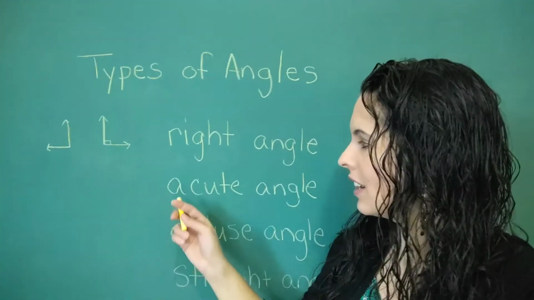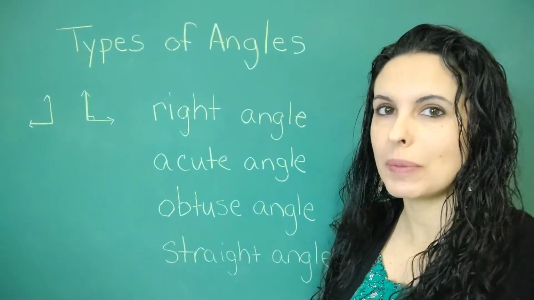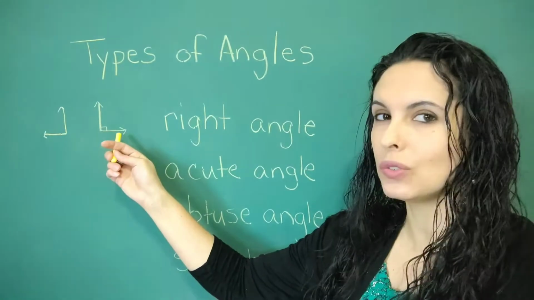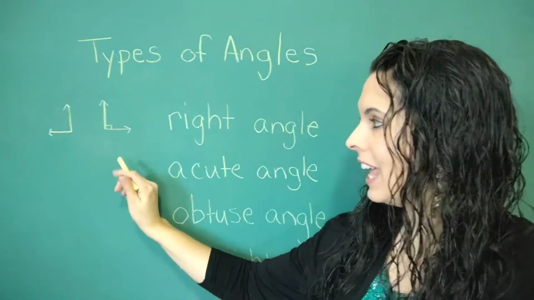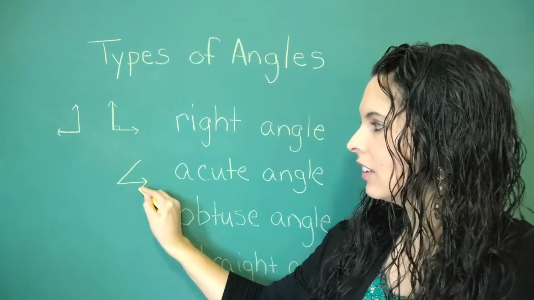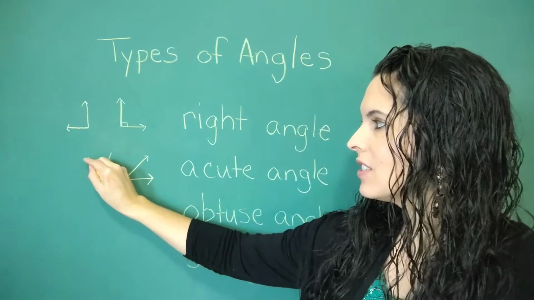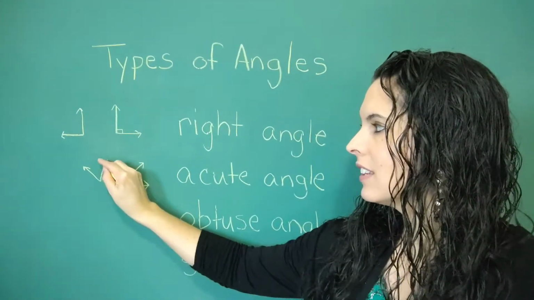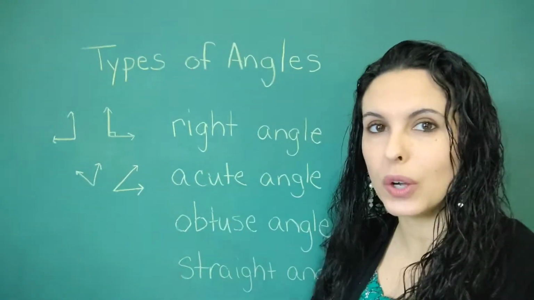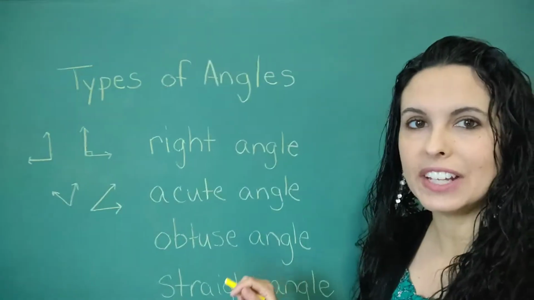Okay, the next one is acute angle. So when we think of an acute angle, you need to remember that it is going to be a smaller angle than your right angle. So instead of making an L, it's going to be more narrow like this. Okay, that's an acute angle. Remember, they could face different directions, they could point different ways. We think of it as a smaller angle, smaller opening. It's acute angle.